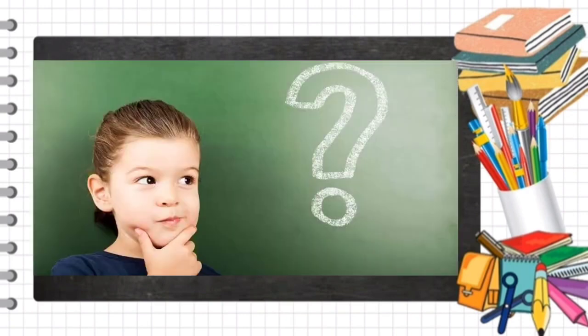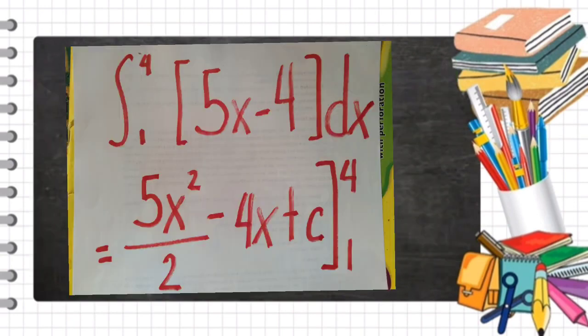Go ahead and evaluate this particular definite integral. First, let's find the antiderivative of 5x minus 4. You need to use the power rule. The antiderivative of x raised to n is x raised to the n plus 1 divided by n plus 1. The antiderivative of 5x is going to be 5x squared divided by 2, and the negative 4 is going to be negative 4x. Now, let's see what would happen if we add c, which we really don't need, but let's just see what's going to happen.